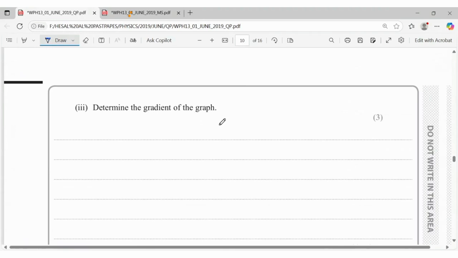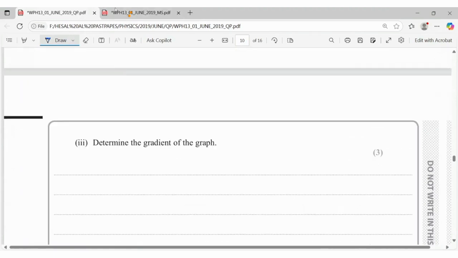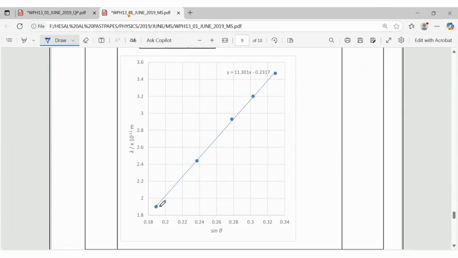Determine the gradient of the graph. 3 marks case. How do you find the gradient in here? You can again go to the graph. Draw as big a triangle as possible. This value divided by this value, you can find the gradient. So that is your answer range.